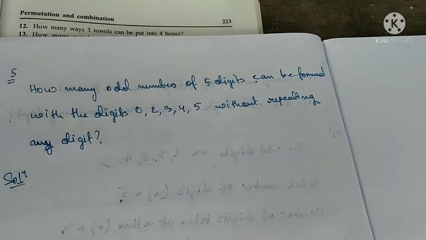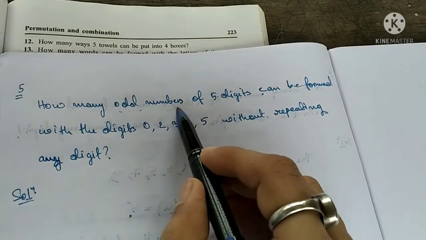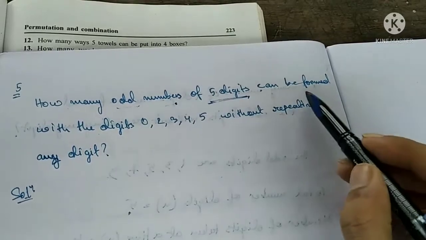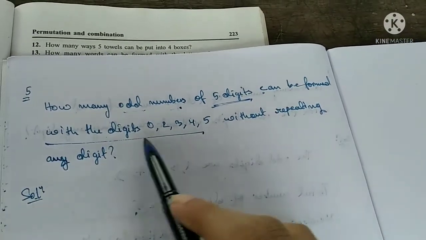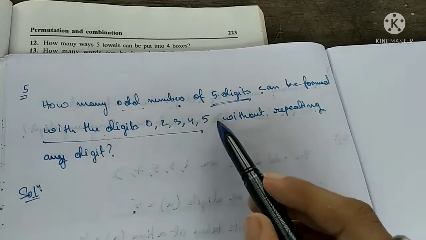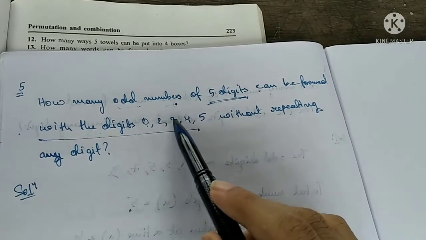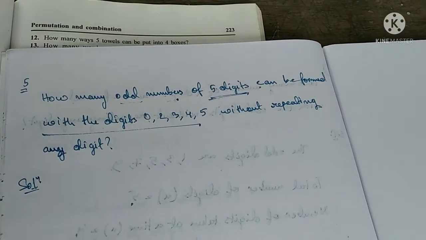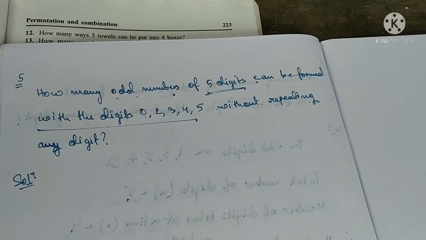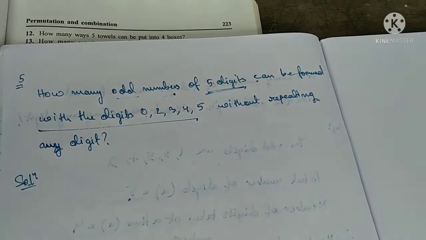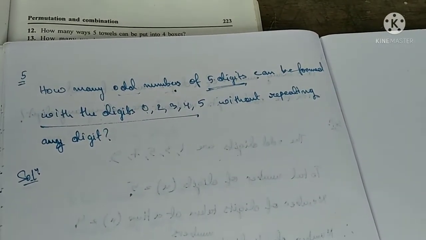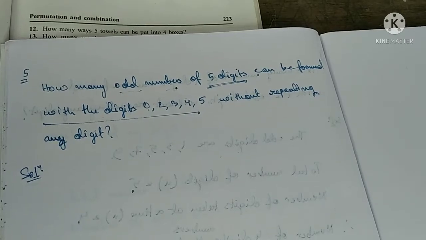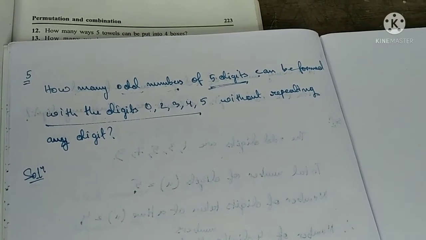Odd numbers of 5 digits that can be formed with the digits. So these are the available digits. Total number of available digits, how many are there? 1, 2, 3, 4, 5. 5 available digits. And how many digits will I take at a time? I am making a 5-digit number, so I will take 5 digits at a time. Here the n value is 5 and the r value is also 5.